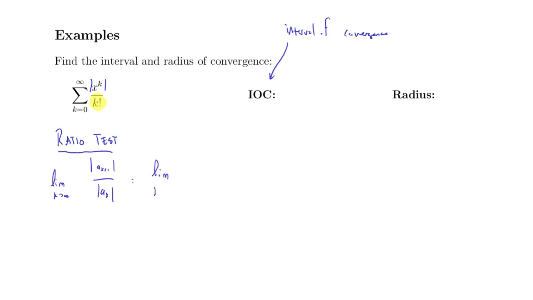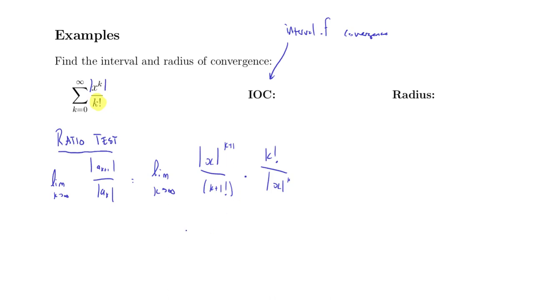And instead of writing this as this big stacked fraction, I'll look at this and say this is the absolute value of x to the k plus 1 over k plus 1 factorial times k factorial over the absolute value of x raised to the k. I can pull this exponent out if I want. There we go.